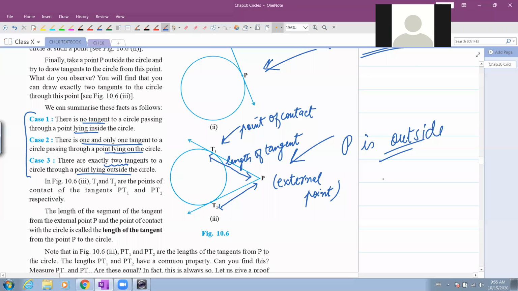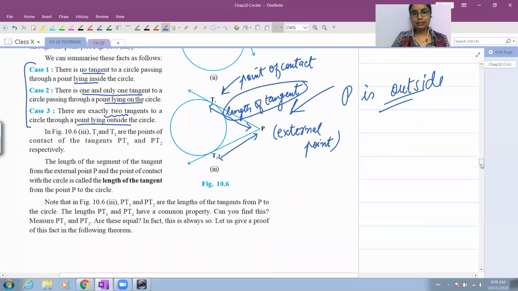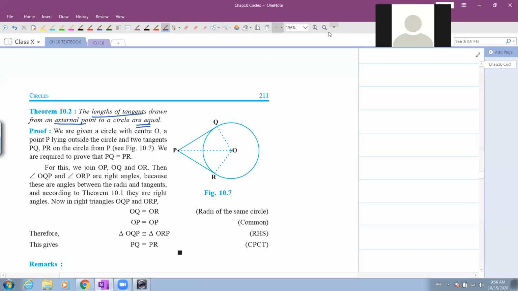Because the next theorem is based on the concept about length of a tangent. So you should understand what length of a tangent is. जब भी बाहर वाले किसी पॉइंट से सर्कल पे टेंजेंट्स ड्रॉ की जाएंगी तो पॉइंट ऑफ कांटेक्ट से लेके उस एक्सटर्नल पॉइंट तक जो डिस्टेंस बनेगा उसको हम लेंथ ऑफ टेंजेंट बोलेंगे. The next theorem that you have is about that. The lengths of the tangents which have been drawn from an external point to the circle are equal.